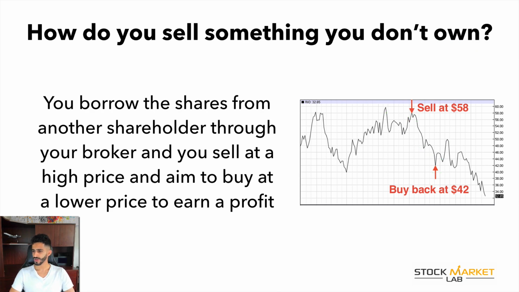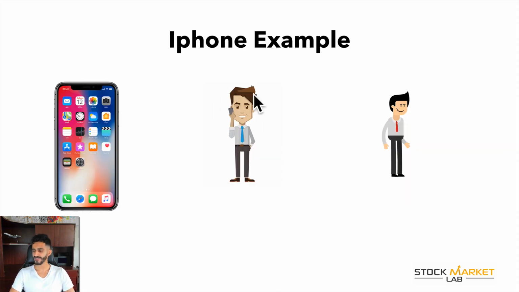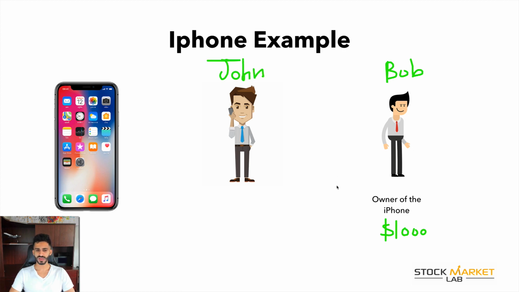So let's use a general example. Let's use an iPhone example. Let's say this is Bob. Bob owns an iPhone 10. Let's say today the value of an iPhone 10 is $1,000. At this exact moment, the value of an iPhone 10 is $1,000. Let's say this is John. John thinks that the value of the iPhone is going to decrease in the next week because Apple is announcing a new phone. Since they're announcing a new phone, he predicts that the price of this phone is going to go from $1,000 to, let's say, $700.